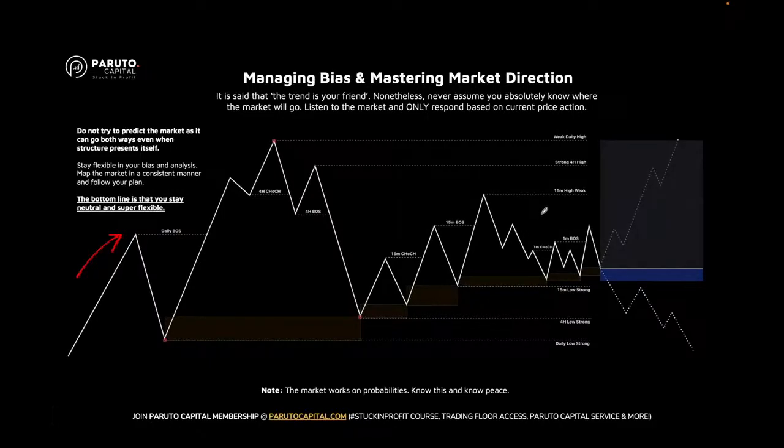If you followed your plan that you've back tested and you understand how it works, a loss is literally nothing. You look for the next one, the next setup, and you execute without hassles. So the market works in probabilities. It's very important to understand this. When you know this, you have peace.